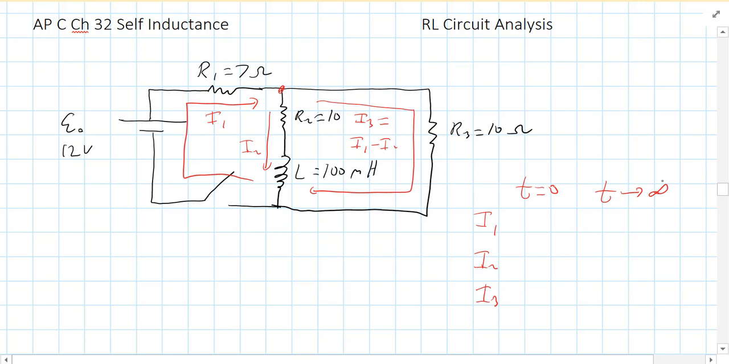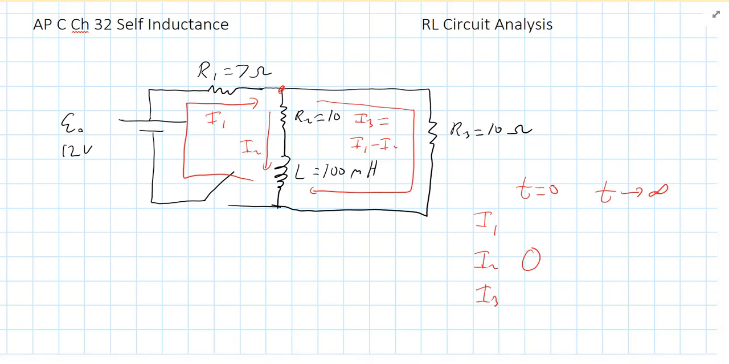Okay, so remember, what does an inductor do? An inductor tries to keep current the same. Well, before we close the switch, I2 is 0. And when you first close the switch, it's going to remain 0. The inductor is going to try to keep it 0. So what does that mean?